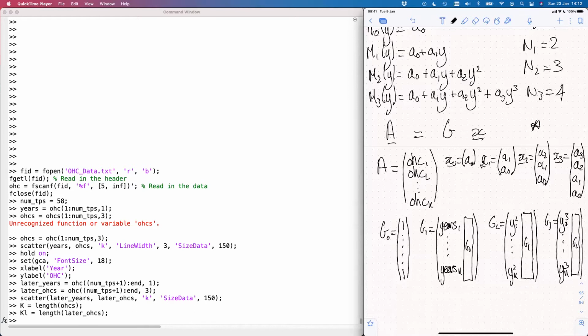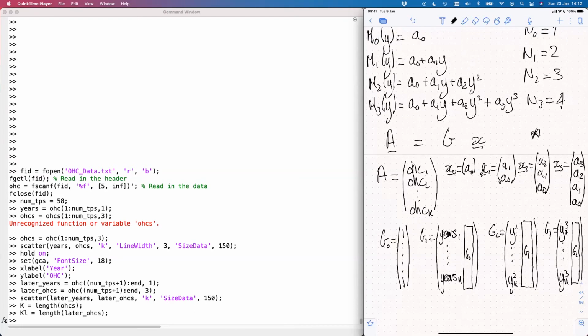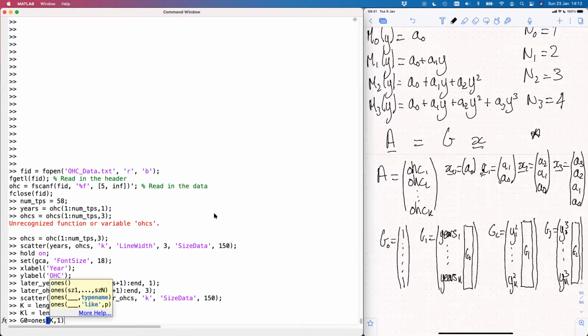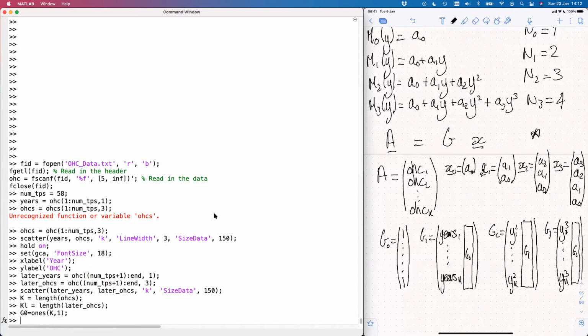Okay, so that defines our set of models then that we're going to use in the first instance on this data set. So let's just write that in MATLAB and we'll solve for the unknown parameters for each of these models. So let me start by writing G0 over here. So G0 then is just a column of ones of length K. Like so. Then our design matrix G1 is equal to years.